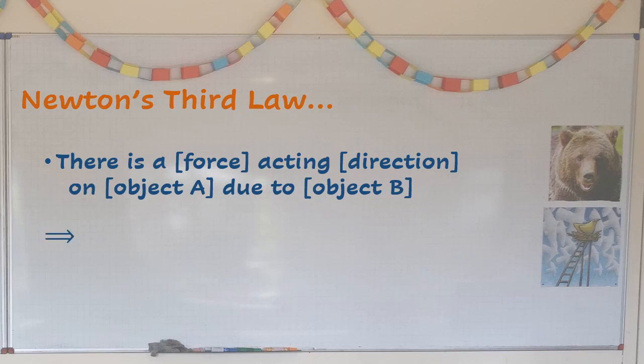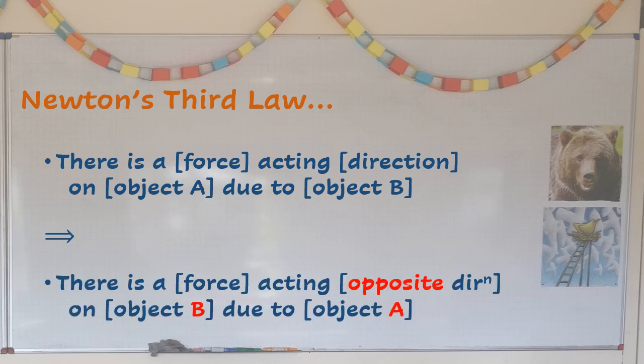Well, then Newton's third law implies a very simple alteration to that phrasing. It would say there is a same type of force, that hasn't changed, acting in the opposite direction on object B due to object A. And if you make those changes in red, then you've completely correctly interpreted Newton's third law for any given force.